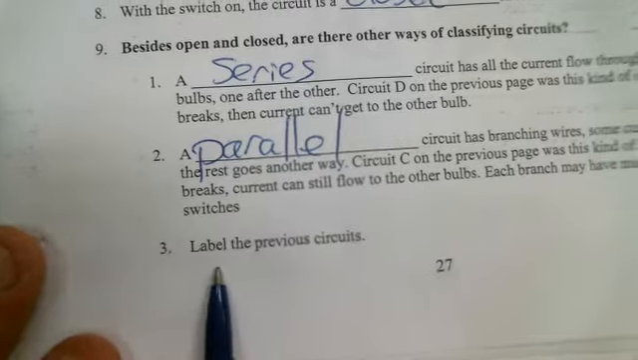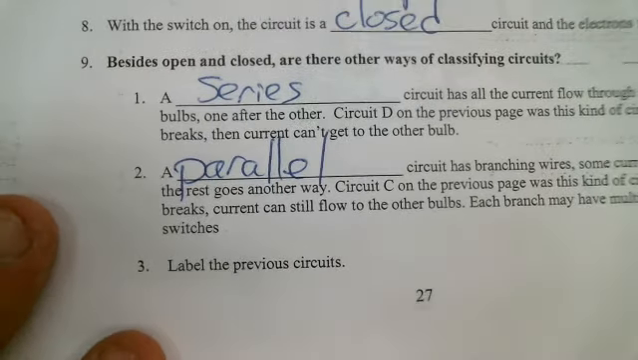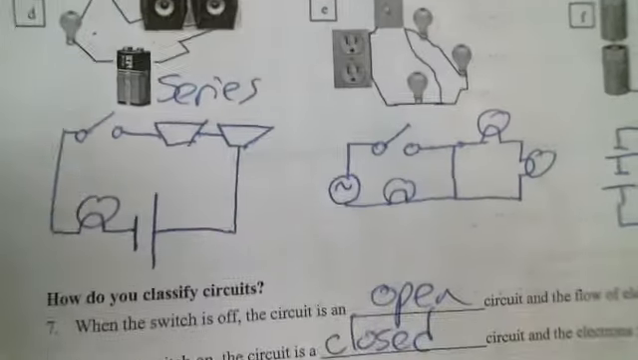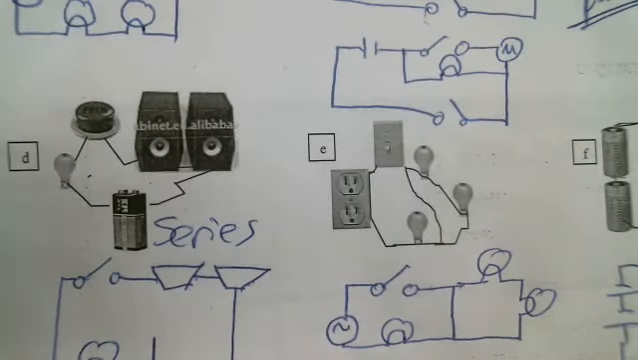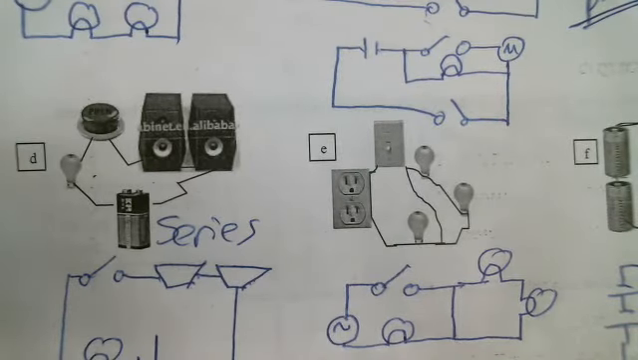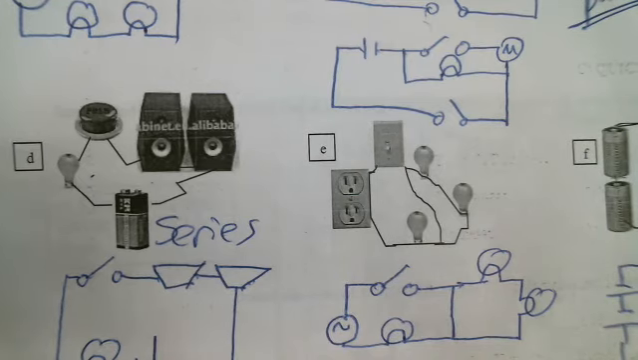Okay, so line number 3, label the previous circuits. On the top of the page here, go ahead and label each one of those as either being parallel or series, and then start the video up again and see if you are right. But right now, give it a pause.